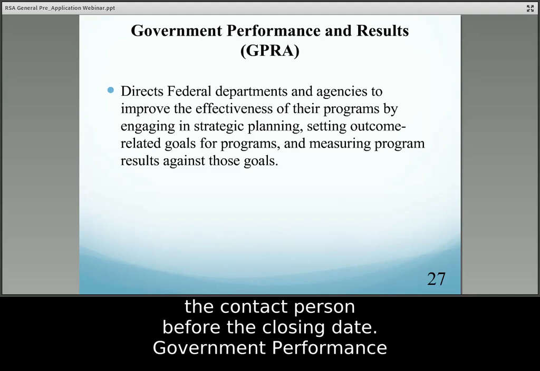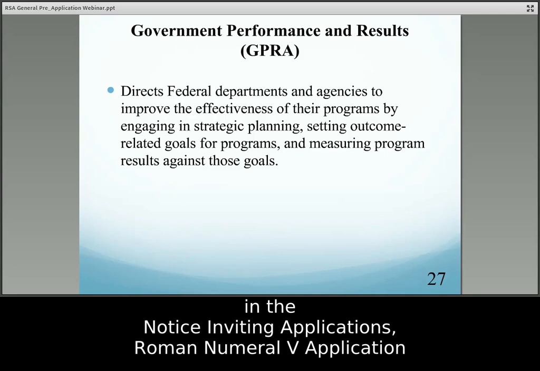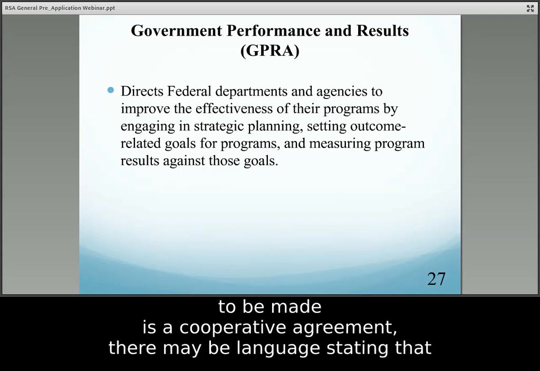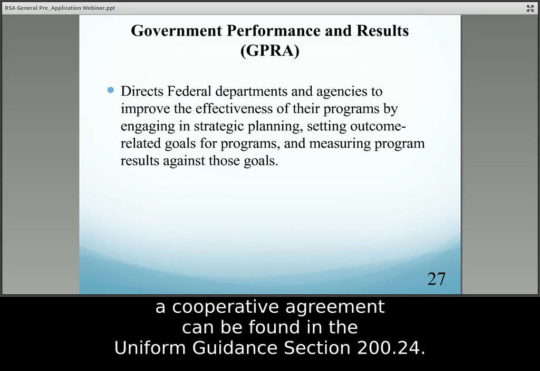Government performance and results, or GPRA measures, for your specific program are typically located in the Notice Inviting Applications, Roman numeral 5, Application Review Information, Section 4. In some cases, if the type of the award to be made is a cooperative agreement, there may be language stating that the measures will be negotiated as part of the agreement. A definition of a cooperative agreement can be found in the Uniform Guidance, Section 200.24.